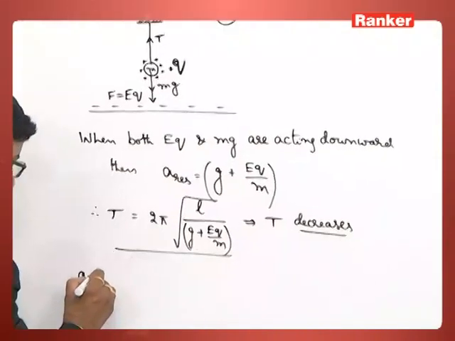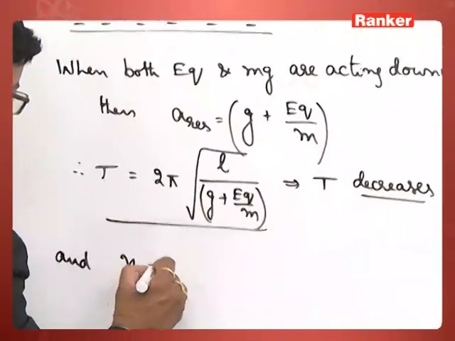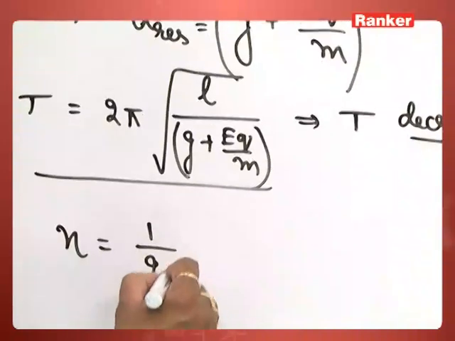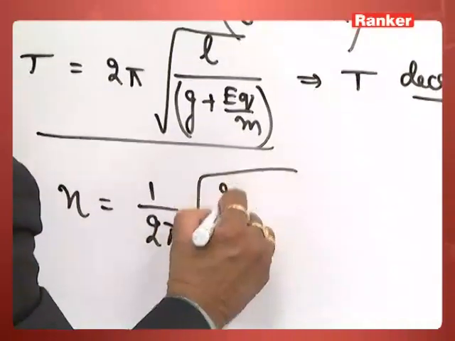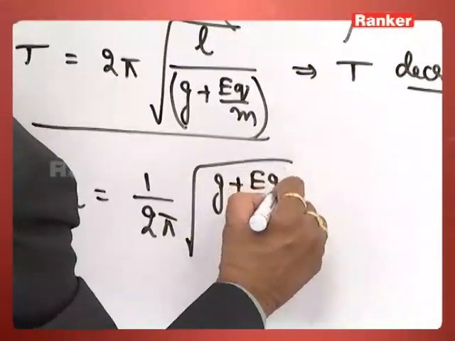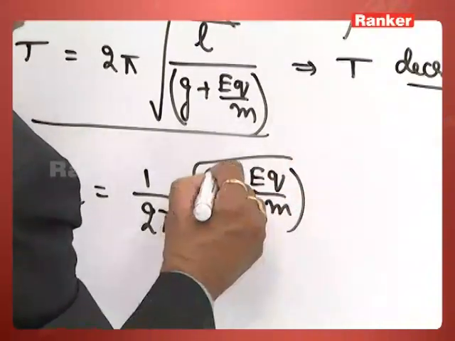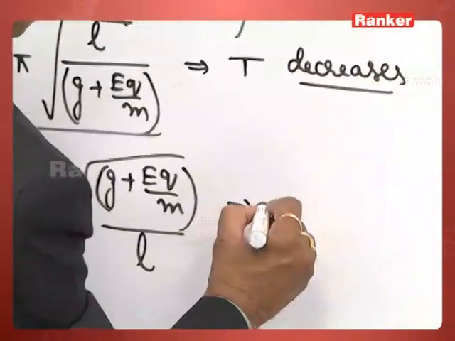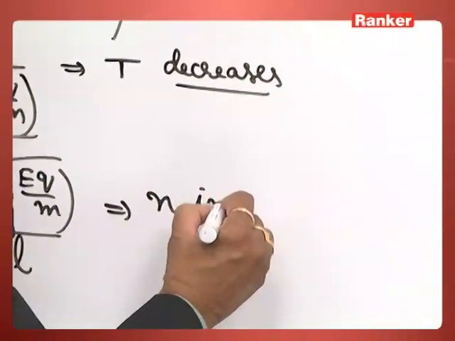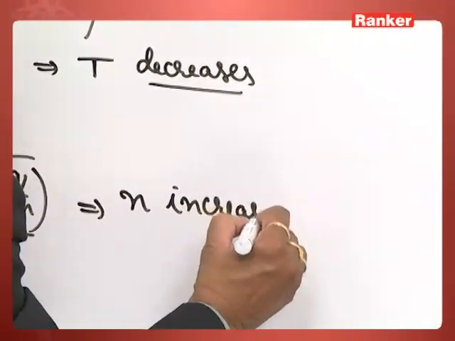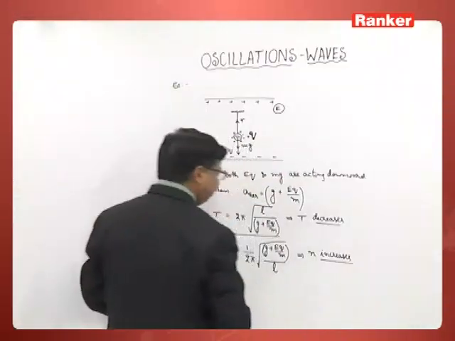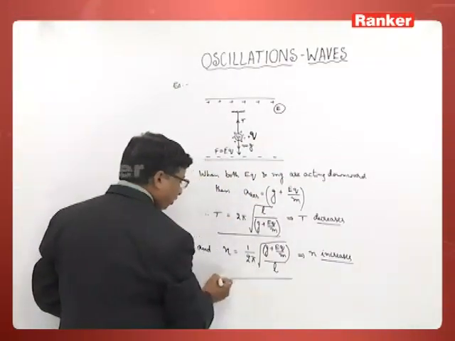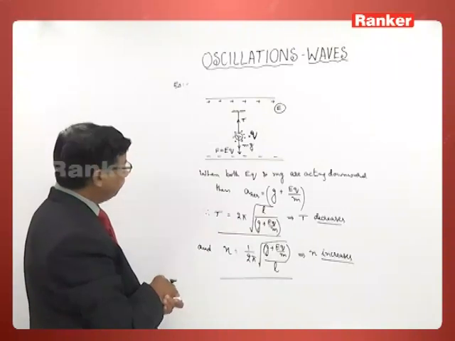In the same manner, we can write frequency is equal to 1 by 2 pi under root g plus EQ by m divided by L. This is actually the case. So, what we can understand is n automatically increases because the numerator is increasing here. So, this is the equation for its frequency.